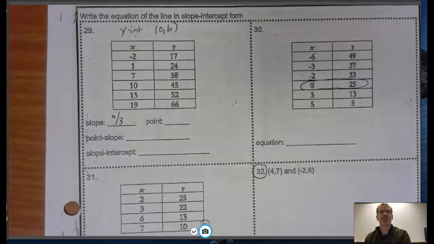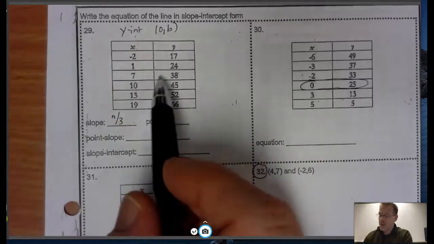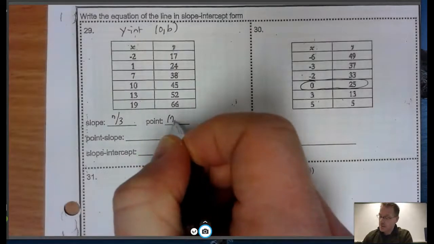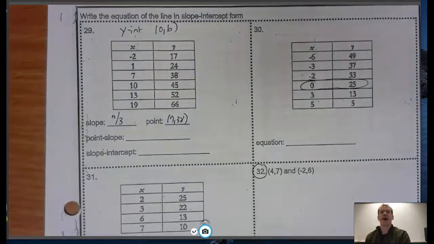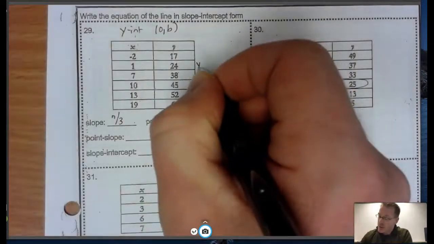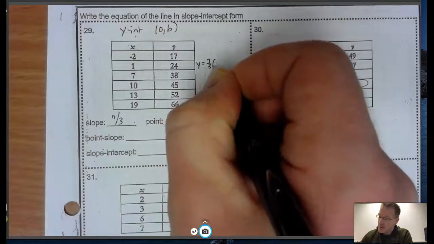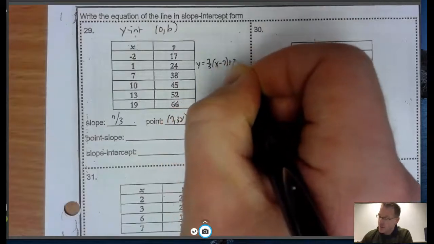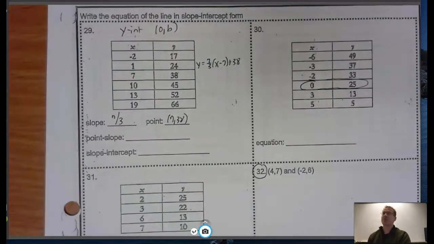And then I'm just going to pick 7, 38 as my point here. And then once again, I'm going to go through my process. So I'm going to squeeze it in here, 7 over 3, and then x minus 7 plus 38. Now notice sometimes what this means is we might get fractions, we might get decimals. It happens. Don't freak out about it.